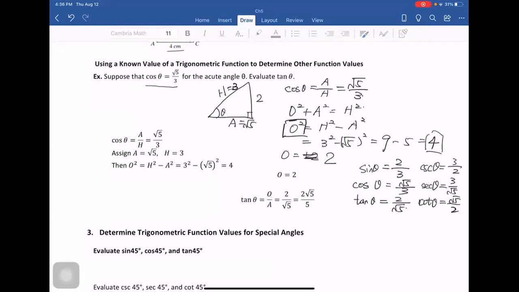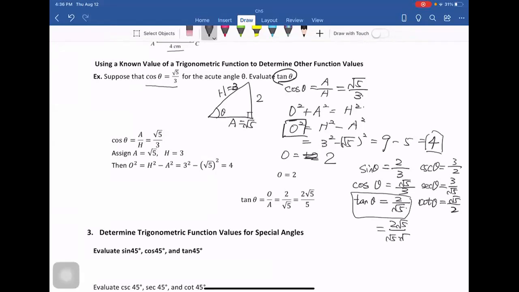Actually, the question only asks about tangent theta. So we have the tangent theta is like this, and then we need to rationalize this. So on the top and bottom, we need to multiply by square root of 5. Square root of 5 times square root of 5, the bottom part is 5, and 2 times square root of 5 over 5. This is the answer of tangent theta. So you can also rationalize this number.